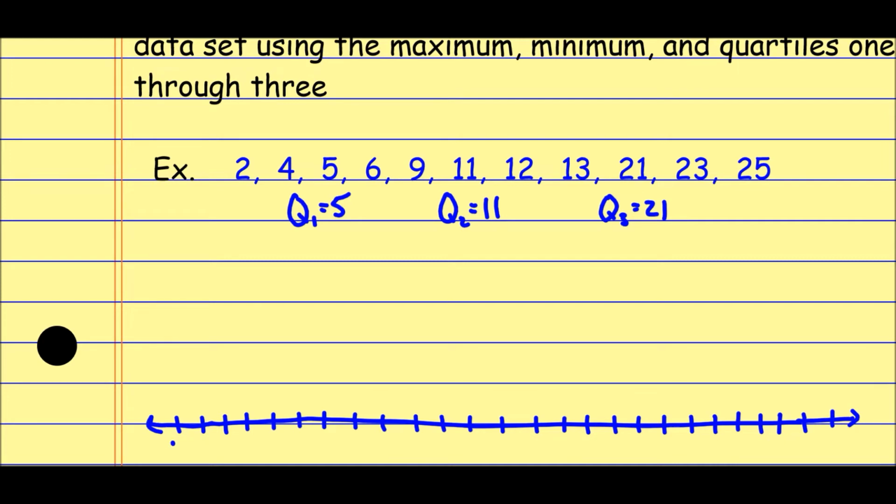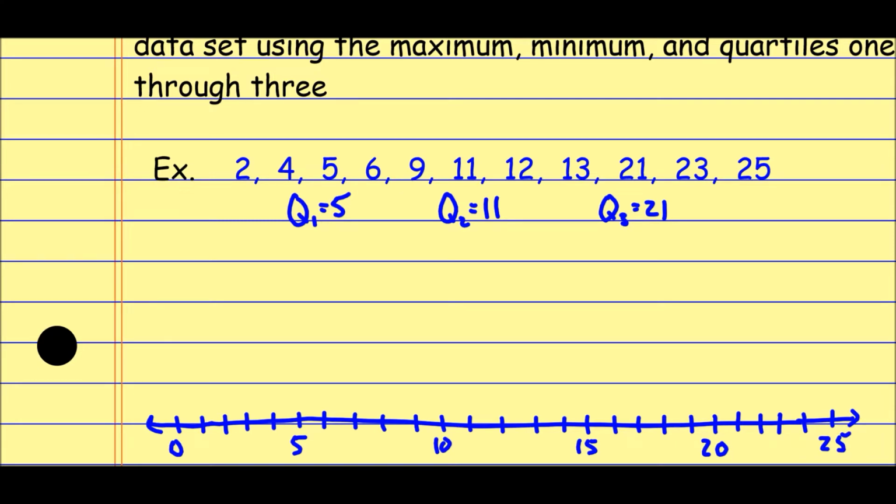So then maybe here I'd put this at 0. And each of these represents 1 unit, but I'm only labeling every 5th, just to make it a little easier on myself. And so now I start plotting these.